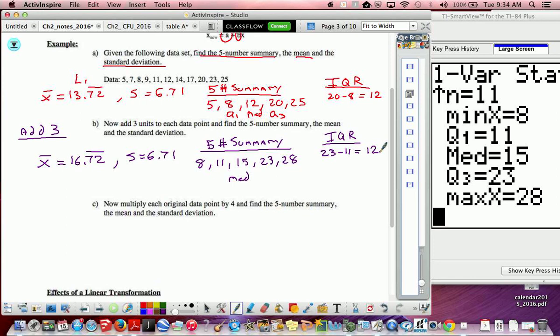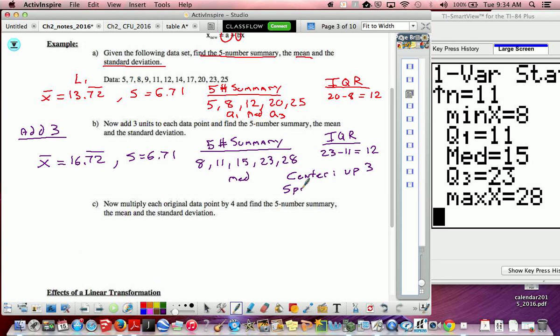So if we were just to take a look at what's happening to my measurements of center? Okay, so they went up by 3. Seems logical. If everybody gets 3 more points, should the average and the mean go up by that? Yes. Like for instance, if I gave everybody an extra 3 test points, shouldn't the class test average go up by 3 points? Yes, sir. All right. I should do that more often, right?